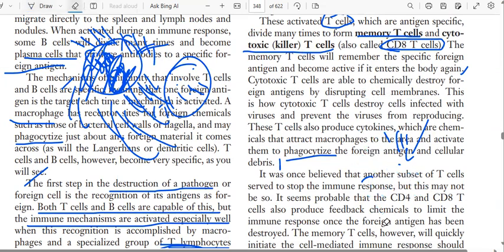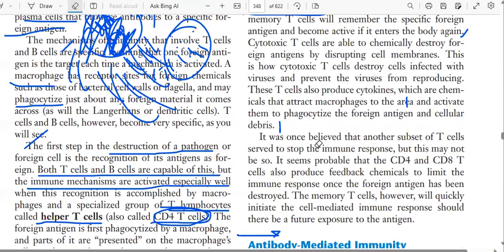Here, one bacteria antibody is killed. It was once believed that another substance of T cells served to stop the immune response, but this may not be so. It seems probable that CD4 and CD8 T cells also produce feedback chemicals to limit the immune response once the foreign antigen has been destroyed. The T memory cells, however, will quickly initiate the cell-mediated immune response, should there be a future exposure to the antigen.